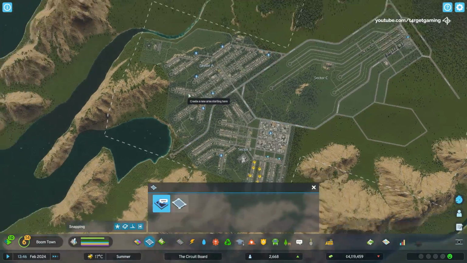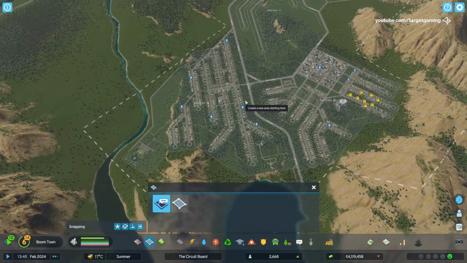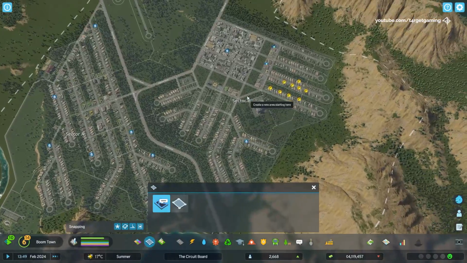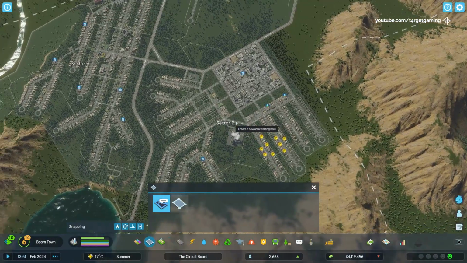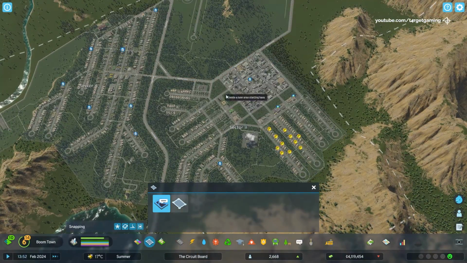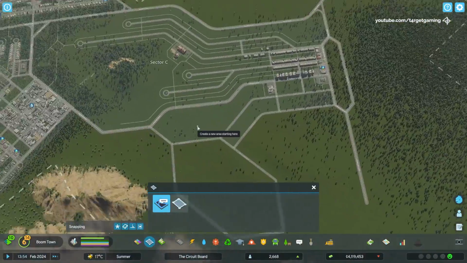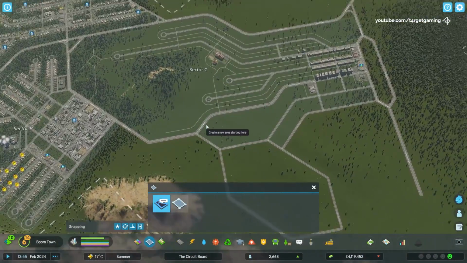So sector A is the initial residential suburbs that we have built on the past video. Sector B is the second residential district, which has a bit of industry as well. And then sector C is what we're building right now.